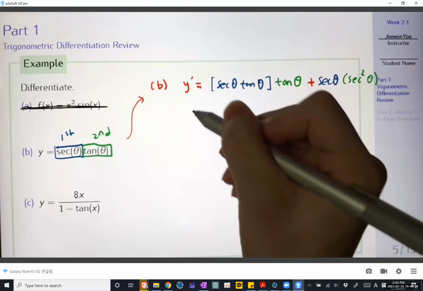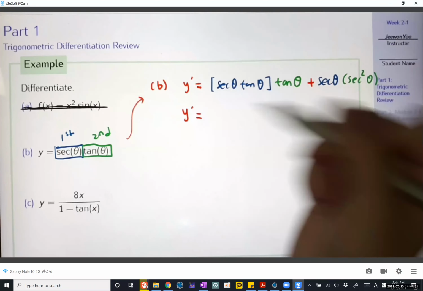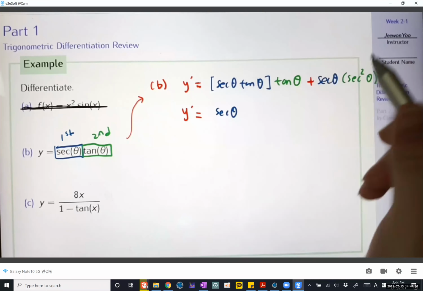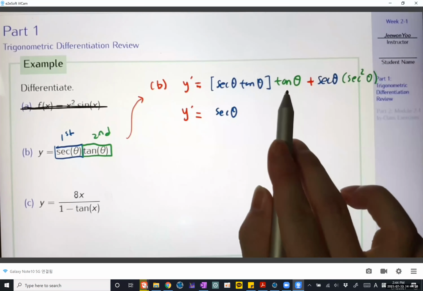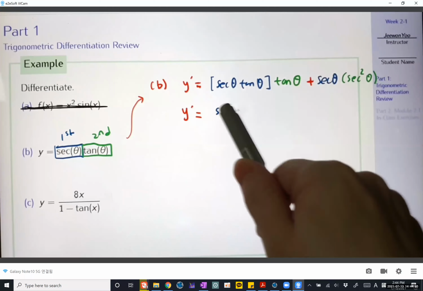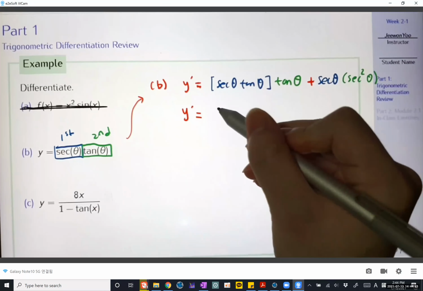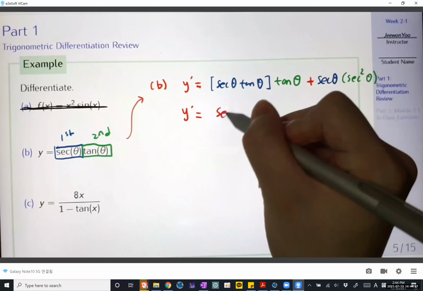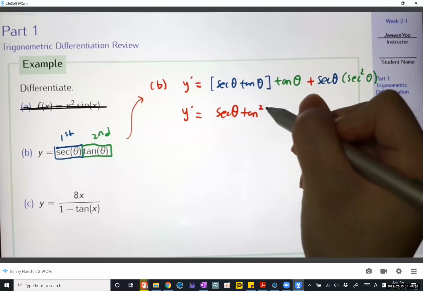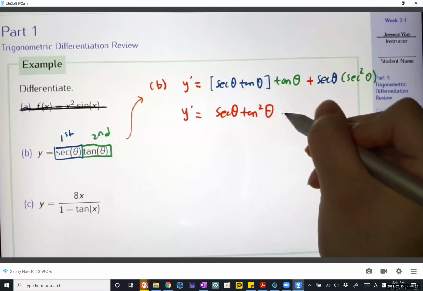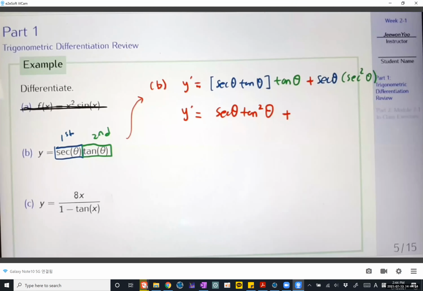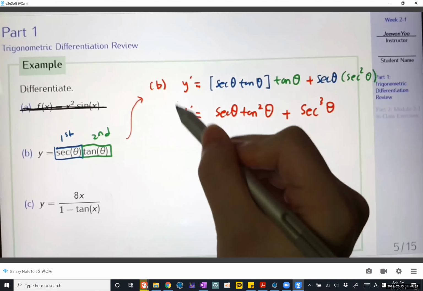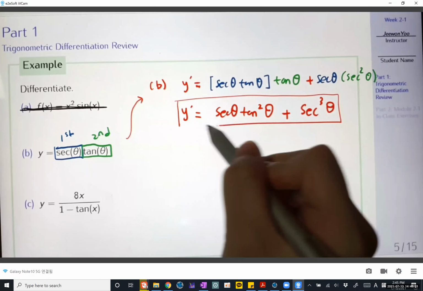And therefore y prime is equal to, just like Ishika mentioned, secant theta times tangent square, because we have a tangent times tangent. So I'm going to put everything in red. Secant theta times tangent square theta, like this, plus, everyone, secant theta times secant square becomes secant to the power of 3 theta. And there you go. This is your derivative using the product rule, okay?